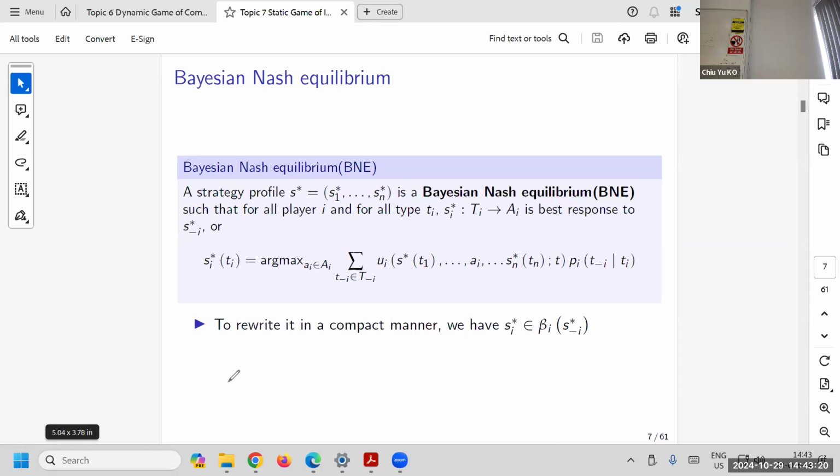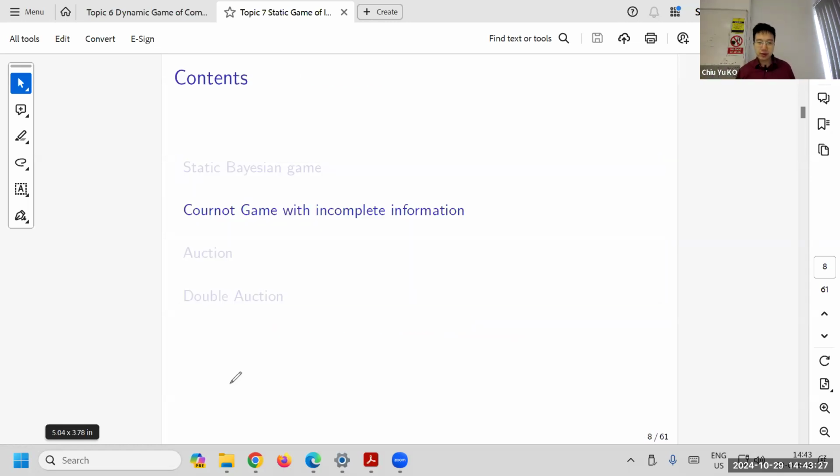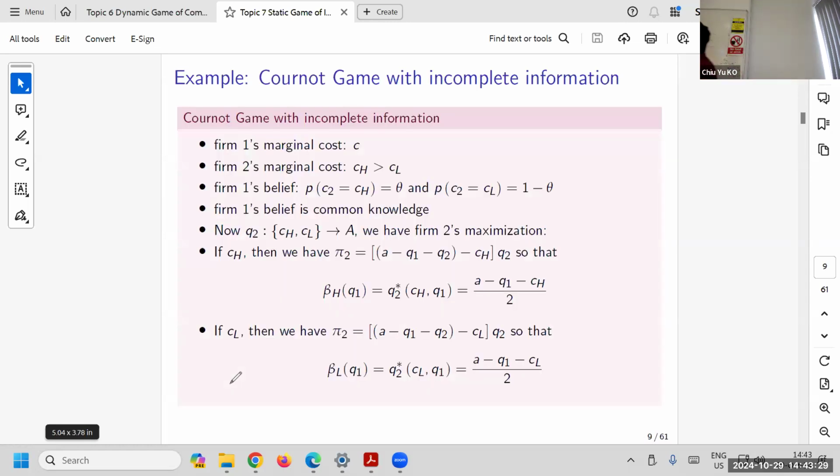Okay, it looks tediously complicated, right? But don't worry. Let's go to the example because we never use this definition anyway. Look at the example, it will be very simple. This looks crazy. Let's look at this game. You look at this game, everything will be very simple. So I will go very slowly on this game. Make sure you know how to do it.